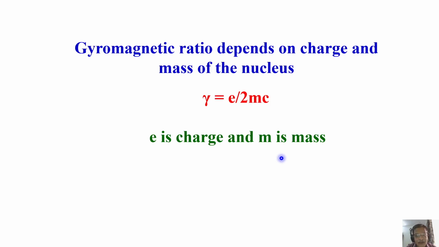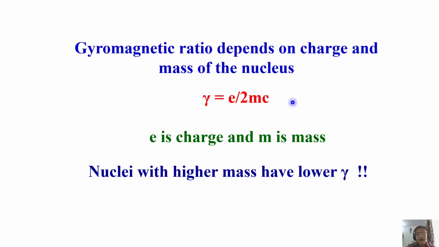Now, we introduced the constant of proportionality called gamma. What does gamma depend on? How do you get the value of gamma? Of course, the magnetogyric ratio you can work out. It depends on the charge and mass of the nuclei. If you know, gamma is equal to e over 2mc. e is the charge and m is the mass. Of course, you know the c.